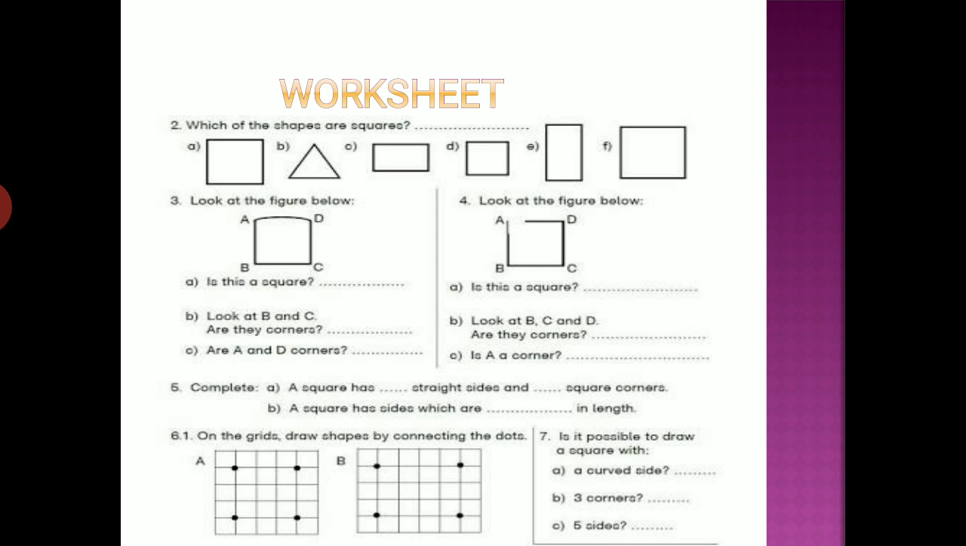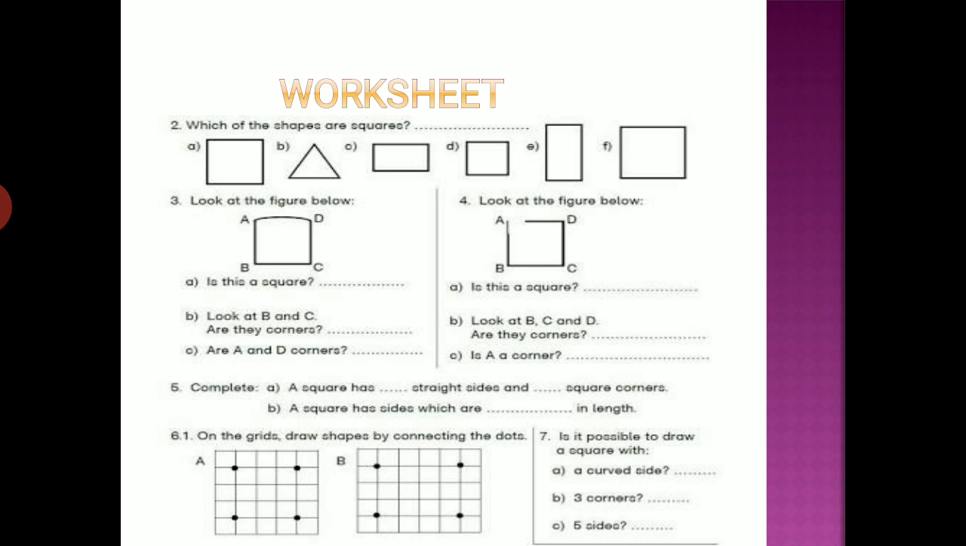Now next, on the grid, draw shapes by connecting the dots. You have to draw these lines on these points and join, and you will get square and rectangle.